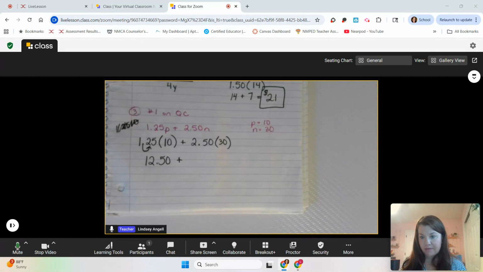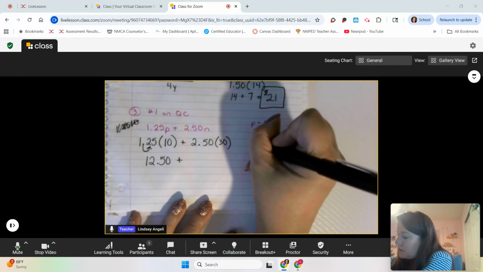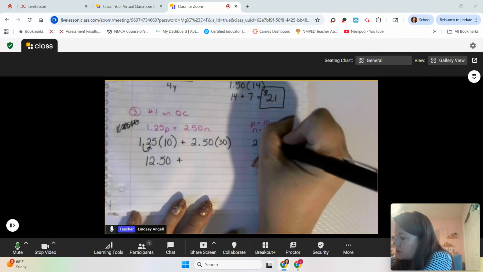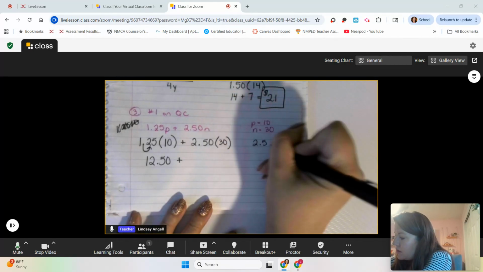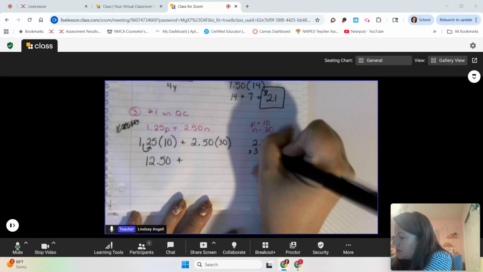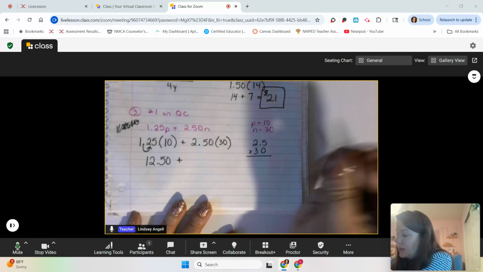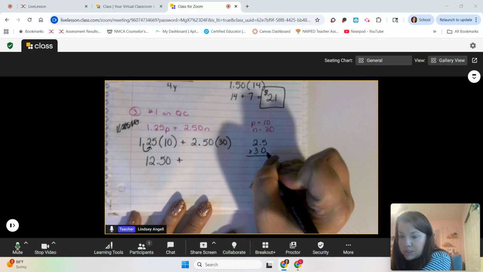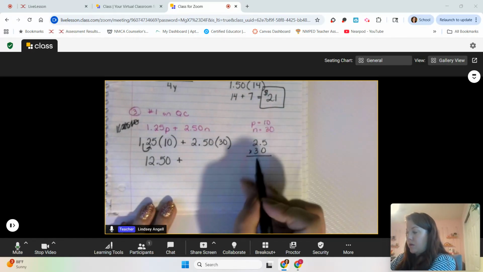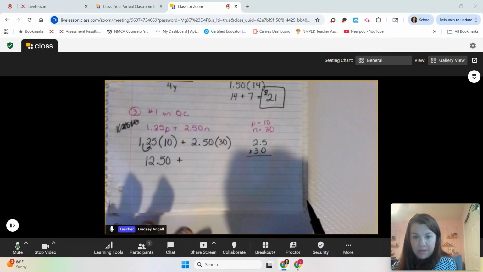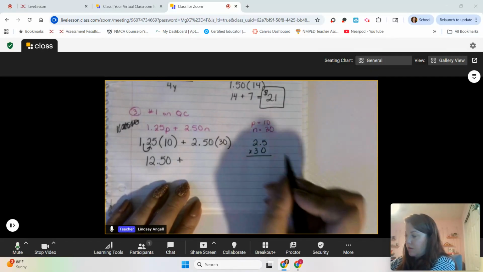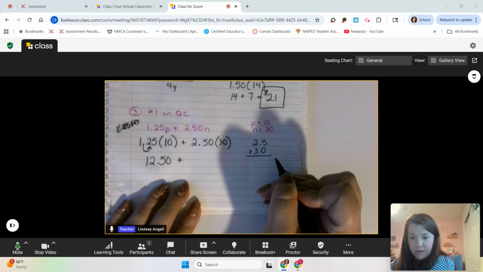2.5 times 30. Just for good practice, let's go ahead, let's just write it out. We've got 2.5 times 30. Okay, I'm leaving this off because I don't need it when I'm multiplying. We can add it back in if we need to. So notice I don't have my decimals lined up. I don't need to have them lined up. Okay, I'm going to ignore them until the very end.